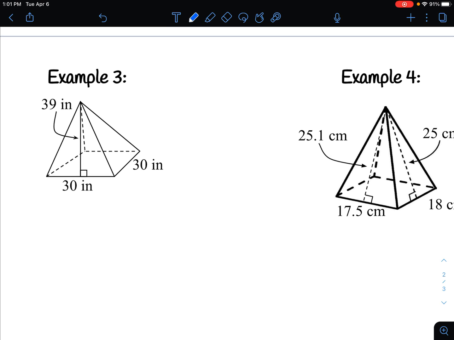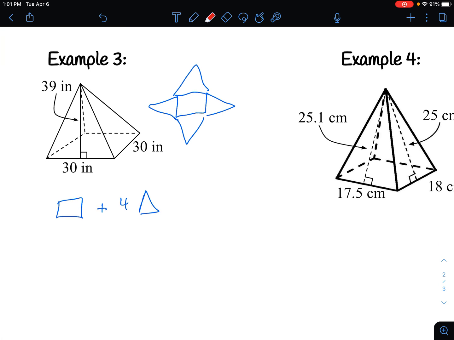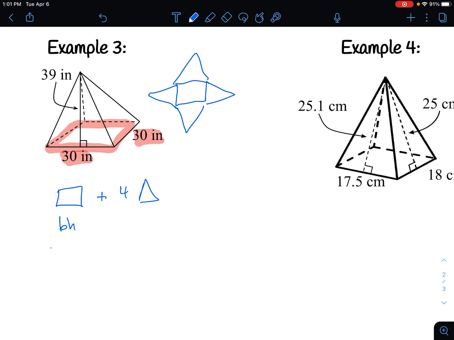Example 3, we have a rectangular pyramid, which is kind of nice. Or you could call it a square pyramid if you want also. But it's got a rectangular base. And we're going to add it to our triangles, and we have 4 of them. So 4 of our triangular sides. Let's take a look at this guy. It is our base. It's got a base of 30, and it's got a height of 30. That's nifty. The formula is base times height, so let's do 30 times 30, which I believe is 900. Ooh, nice.